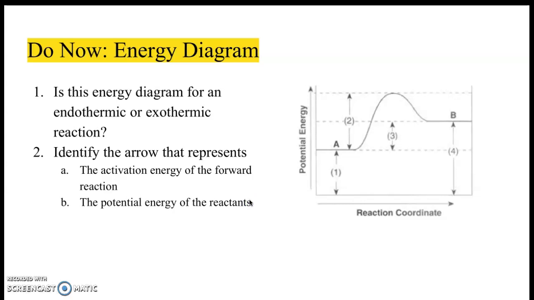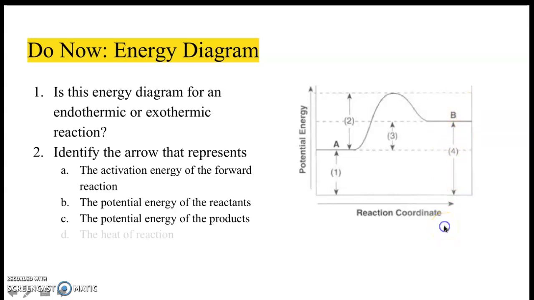What is the potential energy of the reactants? So I could have also asked this as, what is H reactants, or enthalpy of the reactants. That is arrow number 1. So A is representing our reactants, and this represents the energy of them. Which arrow represents the potential energy of our products? Arrow number 4 represents the energy of our products.